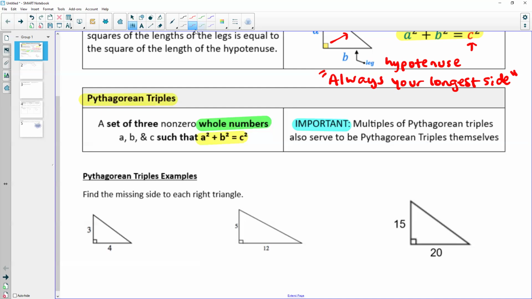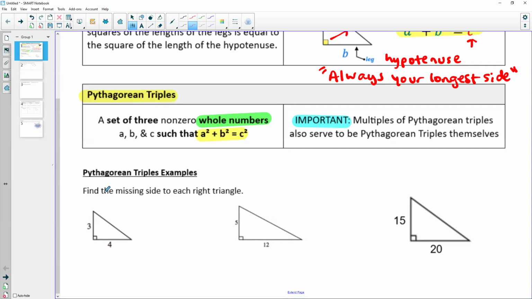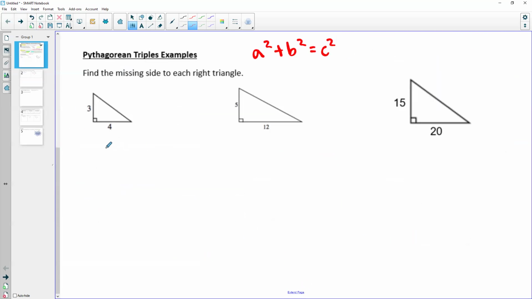I'm going to run through these really quickly. These are some Pythagorean triple examples. It says to find the missing side of each right triangle. When you're using the Pythagorean theorem, you need to know at least two sides of any given right triangle, and in each of these scenarios, we know at least two sides. So this is my a, this is my b. The hypotenuse, remember, is always your c, across the 90-degree angle. I don't know what it is, so I'm going to call it x.